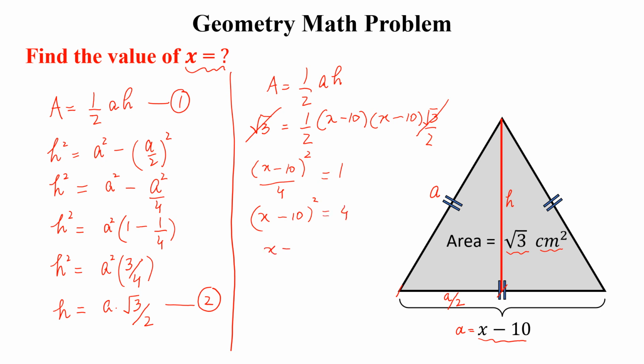From here we can write (x minus 10) whole square equal to 4, and x minus 10 equal to plus minus 2 by taking the square root. Now if x minus 10 equals minus 2, then x equals 8, which is not possible, since... Next, x minus 10 is equal to plus 2. So from here we get x equal to 12. And this is the required answer.